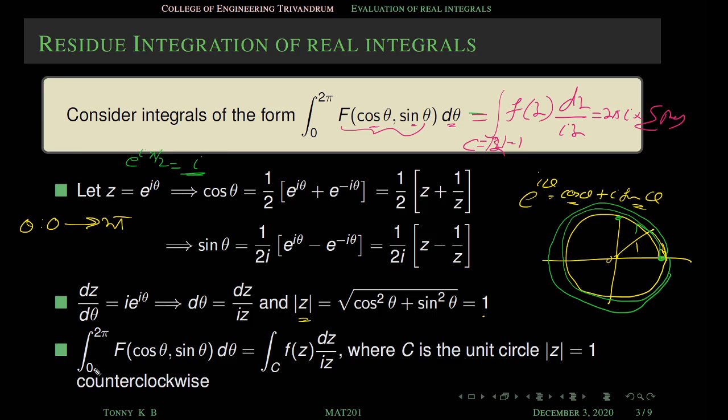So what is the conclusion? Integral 0 to 2 pi f of cos theta, sin theta d theta equals the integral over C of f of z dz by iz, where C is the unit circle, mod z equal to 1, counterclockwise.